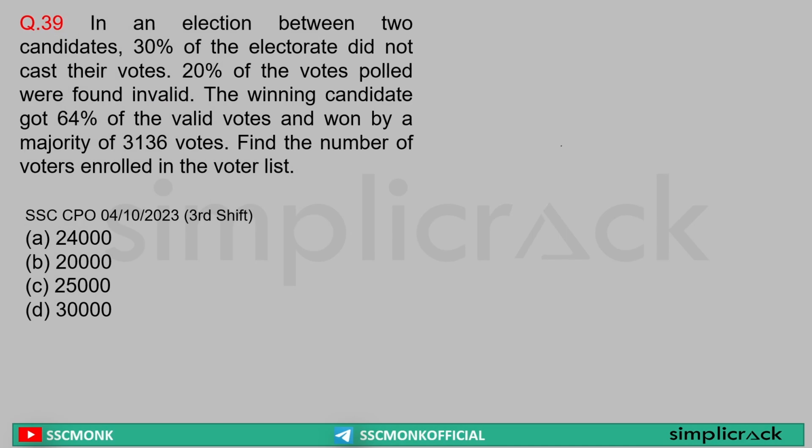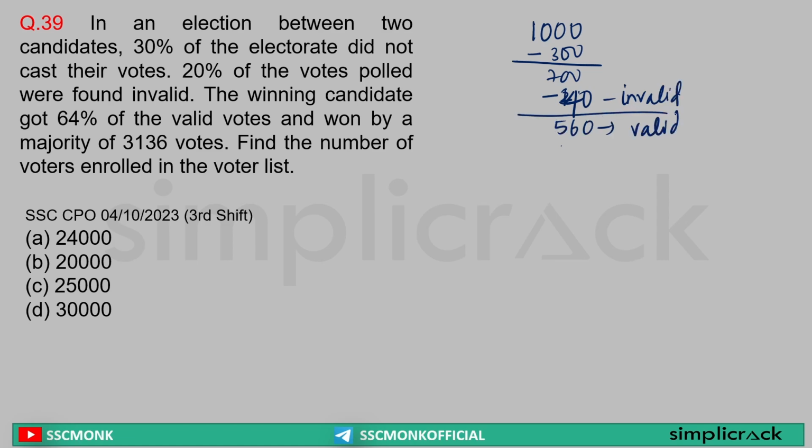20% of votes polled were found invalid. So let's say 1000 people are there. 30% did not cast a vote. That means 300 gone. So 700 people cast their votes. Out of 700, 20% gone. That means 140 votes invalid. So how many valid votes? Sir, 560. These are valid votes. Now if I ask what is the percentage of valid votes, you will say, sir, 56%.